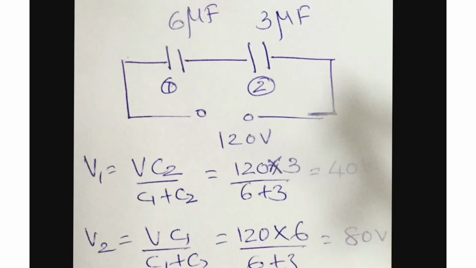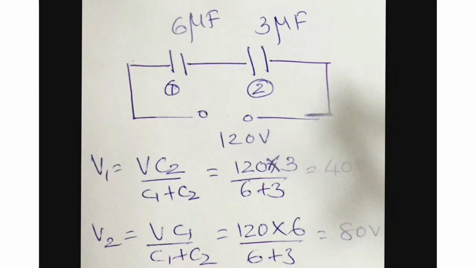In fact, V2 you need not calculate because in series combination, the sum of the P.D.s across the condensers is equal to the total P.D. So because the first one you got as 40, automatically the second P.D. must be 80, so that the total becomes 120.